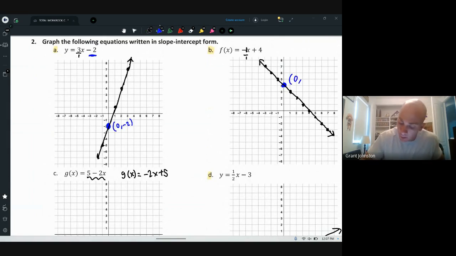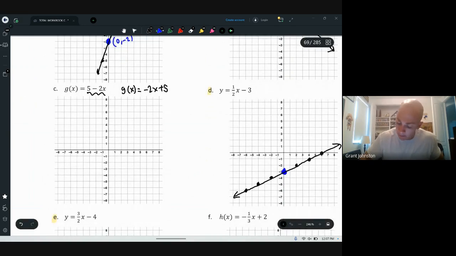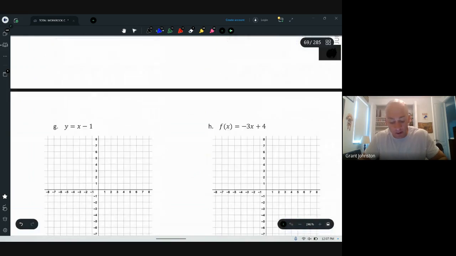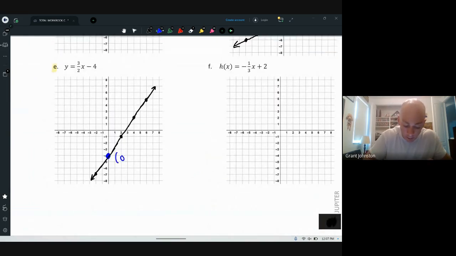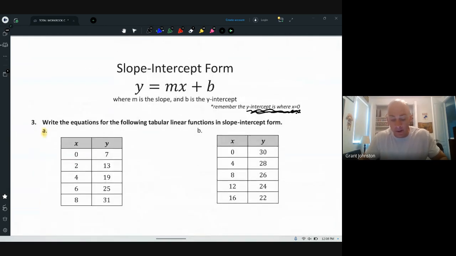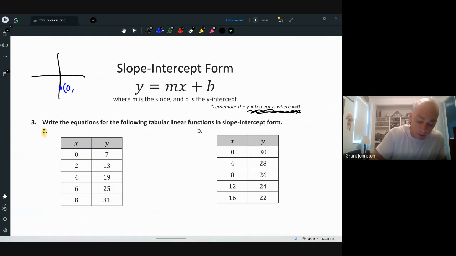This is at 0, 4. This is at 0, -3. The x value on the y-intercept, for the y-intercept, another one, 0, -4. The x value for the y-intercept, regardless of where it is on this axis, is 0. So our y-intercept is always where x is 0.